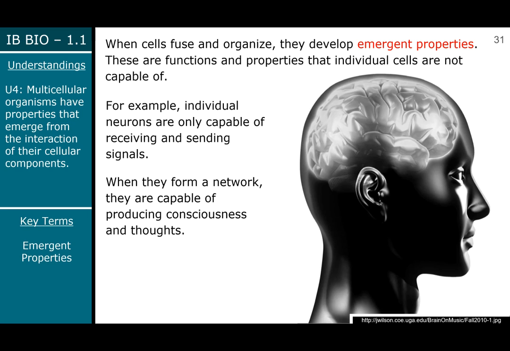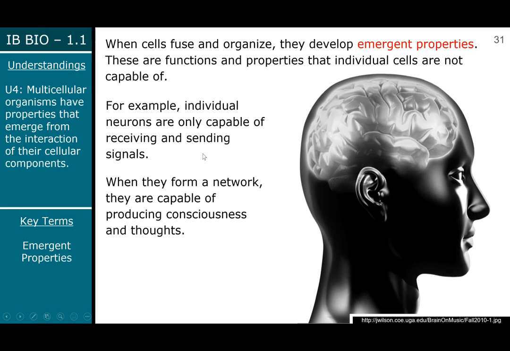When cells fuse together and they organize, they develop what's called emergent properties, meaning these properties are not there when the cells function on an individual basis. It's only when they work together that these properties or these capabilities emerge. So these are functions and properties that individual cells can't do.